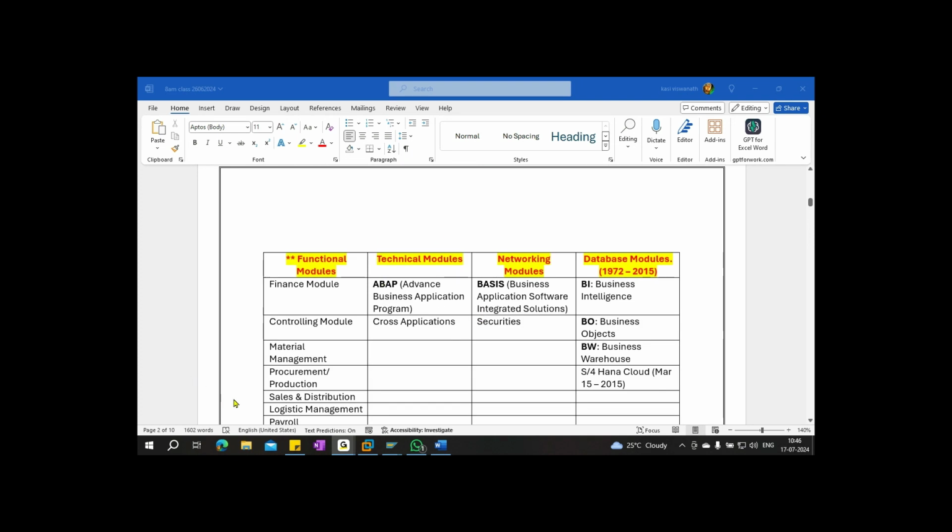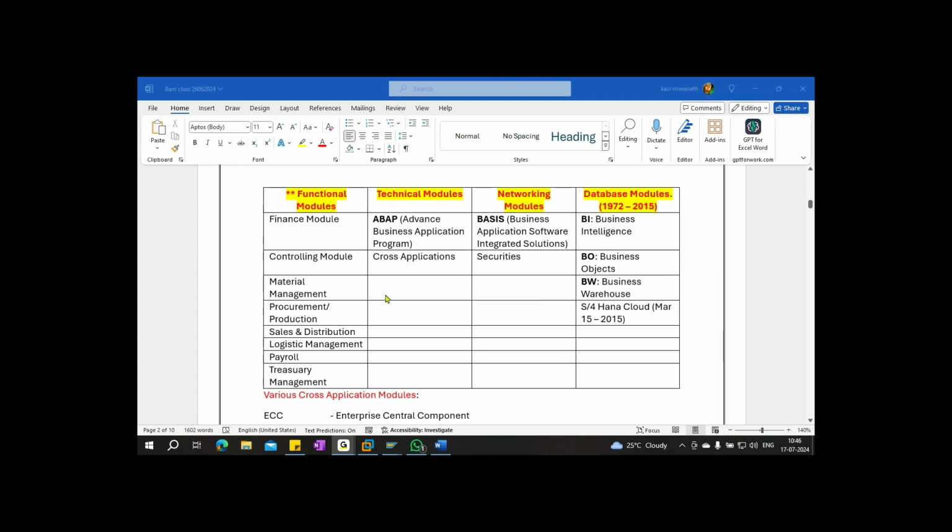Now, heading: technical modules. In that, the first one is ABAP. ABAP stands for Advanced Business Application Program.